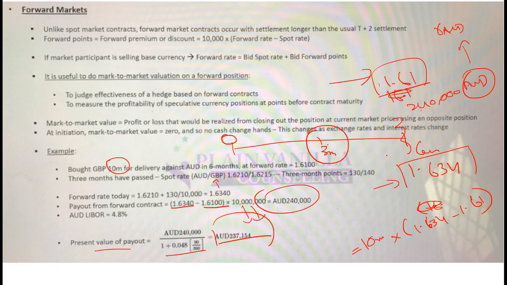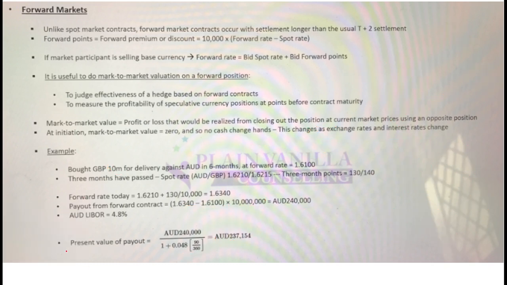So first step, state the rate that you have locked, this 1.61. Second step, come up with the rate that should be there, or that is available currently in the market, or that is based on current market expectations and spot rates. Third step, calculate the difference. Fourth step, calculate the full value by multiplying it with the number of units that you have in the contract. And fifth step, calculate the present value. This is how you do mark to market.